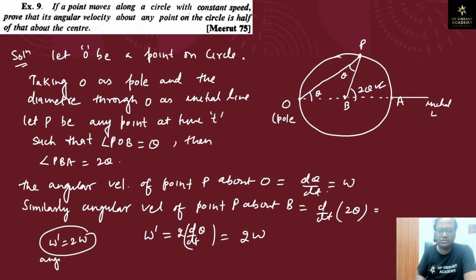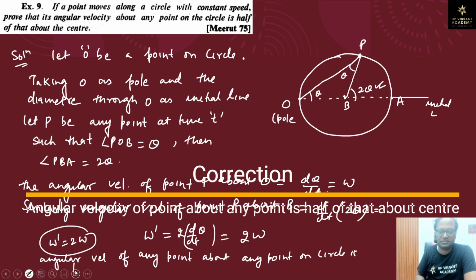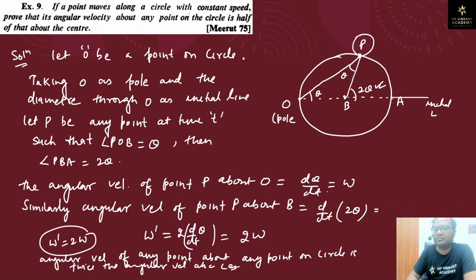This means the angular velocity of any point about any point on the circle is twice the angular velocity about the center. So if we take the angular velocity of this point P about any other point, it is half of the angular velocity taken with respect to the center.